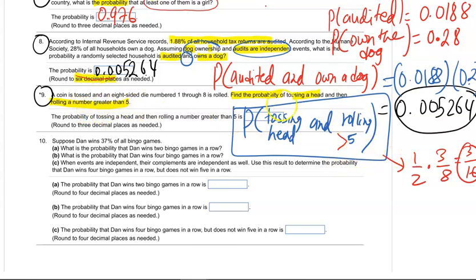What's the probability of tossing a head? 1/2. 1/2 times what's the probability of rolling greater than 5? 3/8, because there are 3 numbers, 6, 7, 8, which are greater than 5, over 8. There are 8 numbers in total, and you multiply 1 times 3 over 2 times 8, which is 3/16. If you divide 3 by 16 using a calculator, your answer is going to be here, rounded to 3 decimal places.